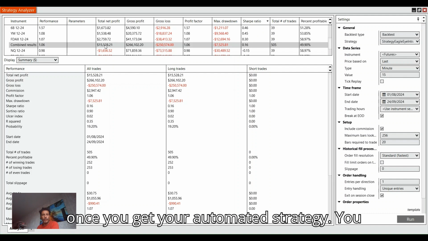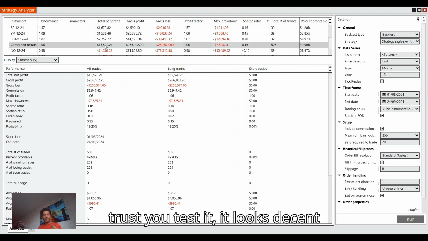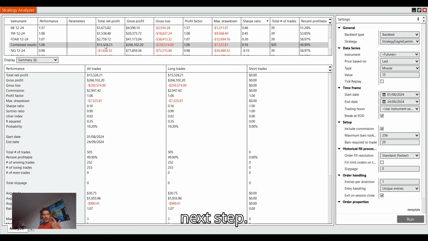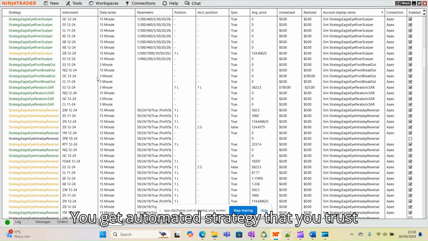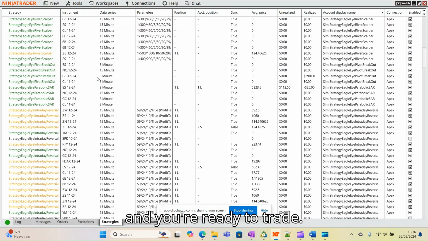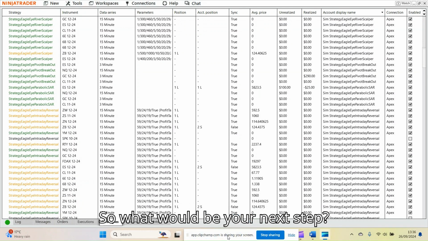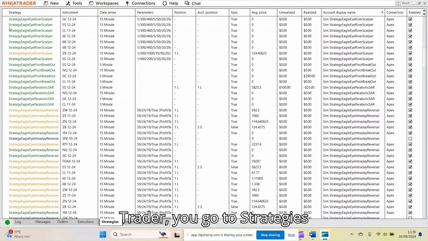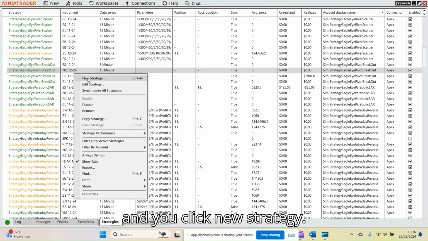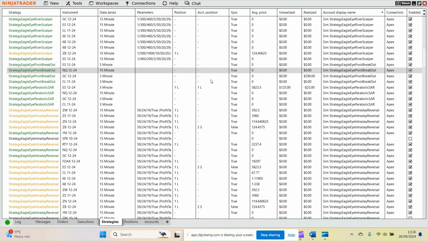Once you get your automated strategy, you trust, you test it, it looks decent. Next step, guys, you get an automated strategy that you trust and you are ready to trade. So, what would be your next step? You go to your control center in Ninjatrader, you go to the strategies tab, and here you right click and you click new strategy.